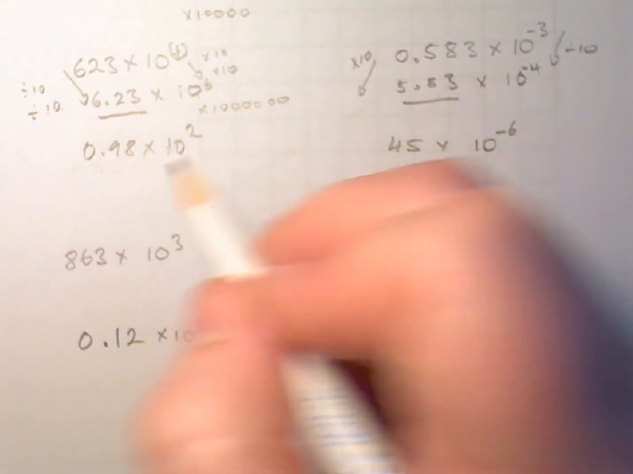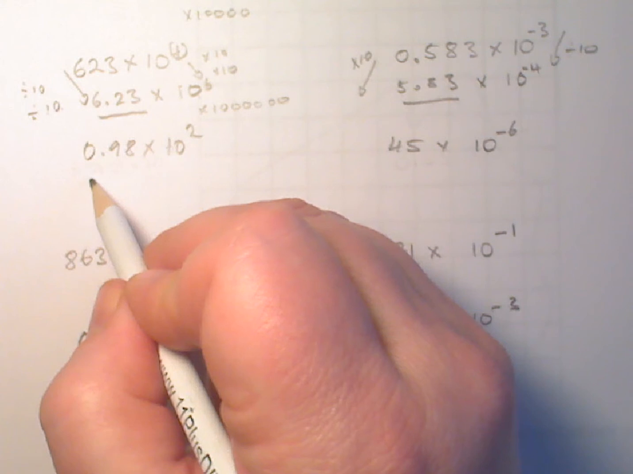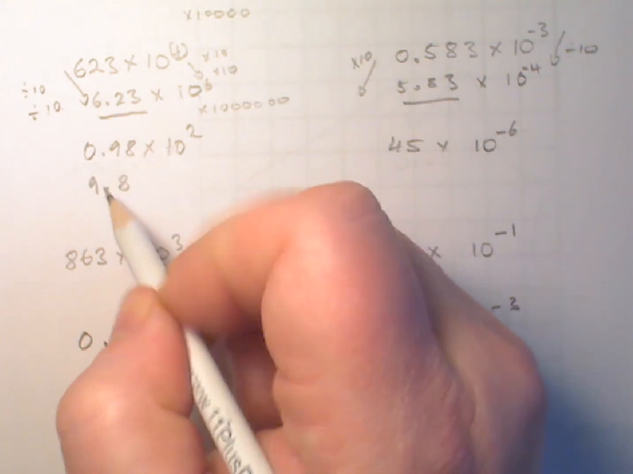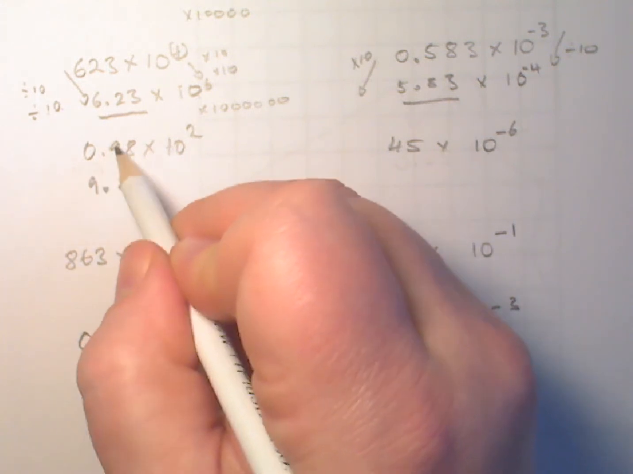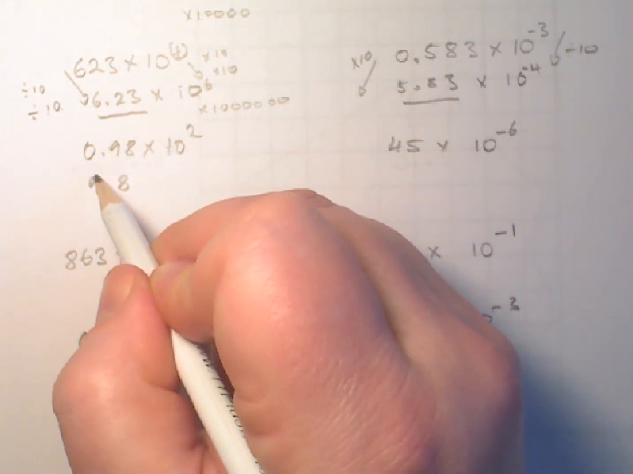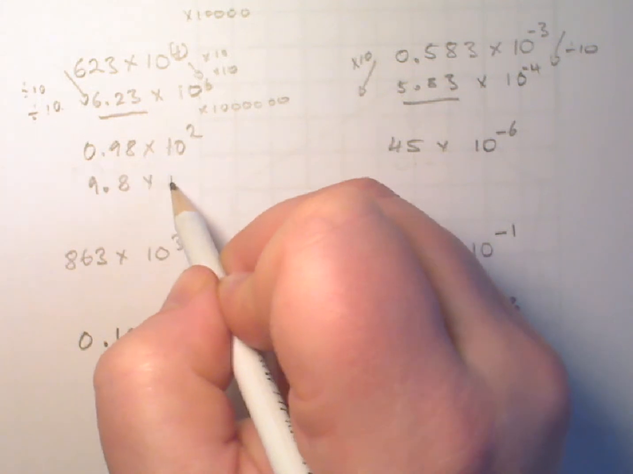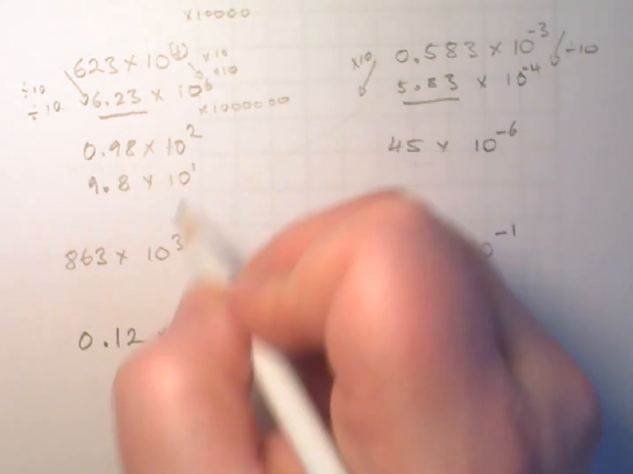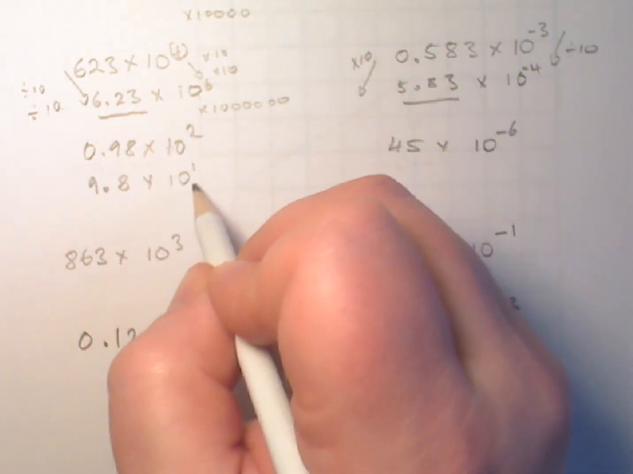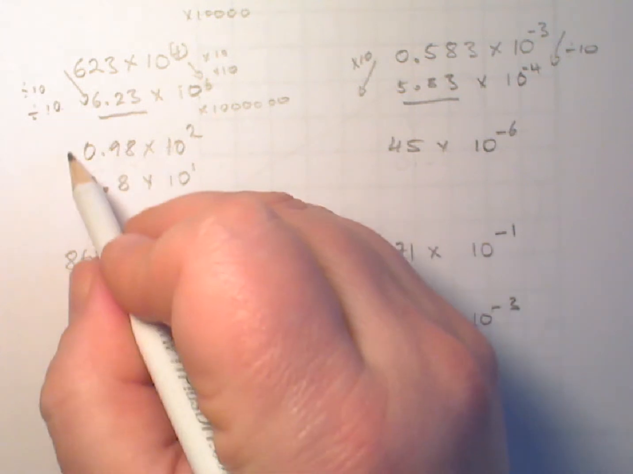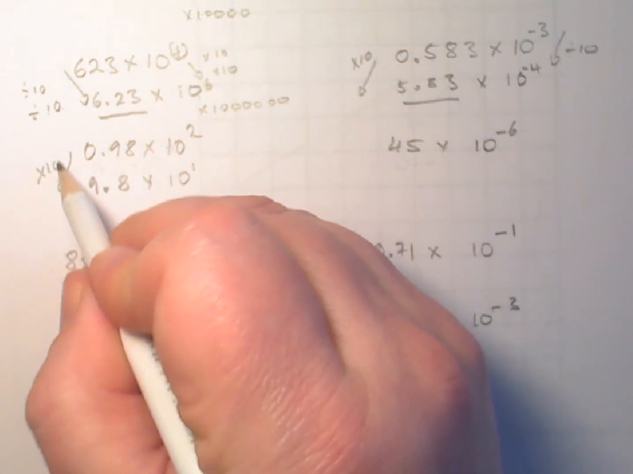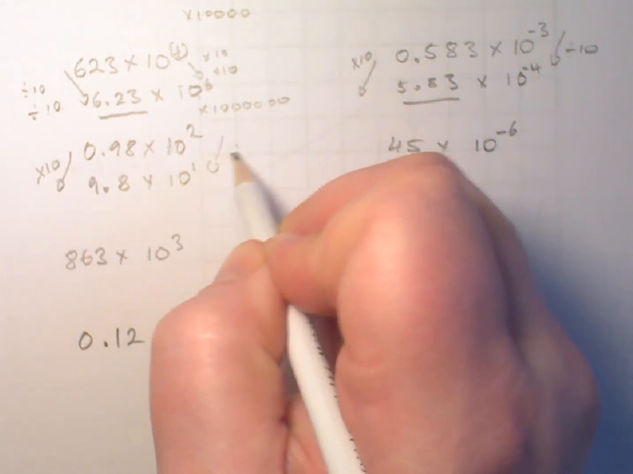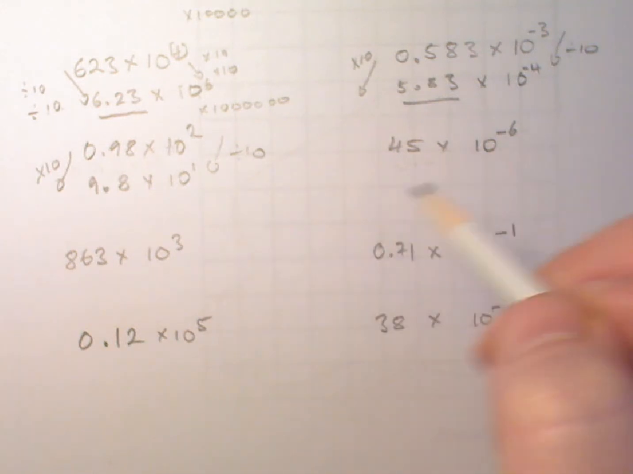Let's have a look at this one. Again, this bit's kind of easy. I just put 9.8. What I consider, to do that, I've moved everything forward by 1, so I need to move this back by 1. So that's just 9.8 times 10 to the 1. This got 10 times bigger. This got 10 times smaller.